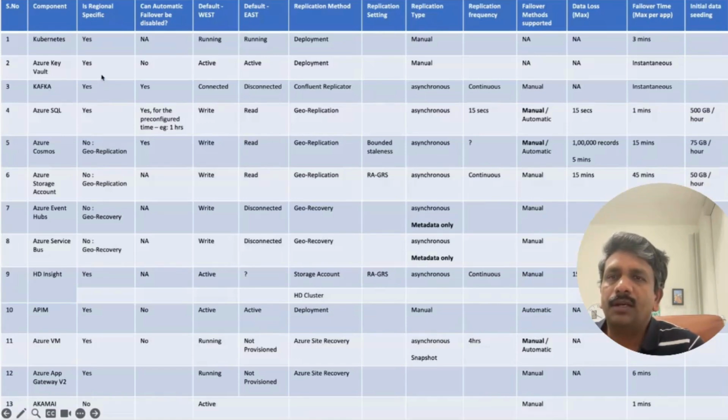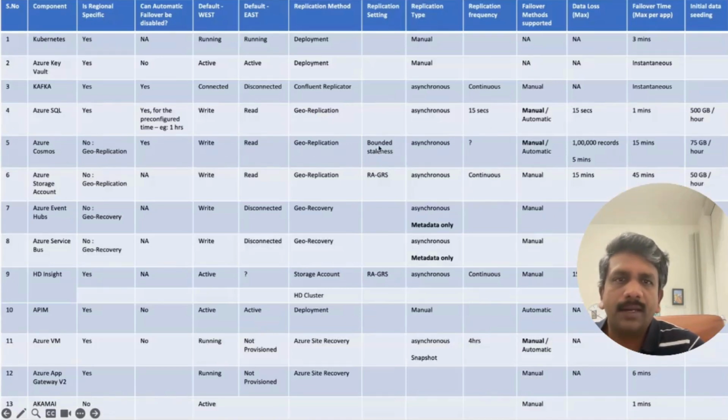Key Vault, again, is regional specific, and you will be keeping your Key Vault in both the locations, and it is a manual sync. Enterprise Kafka does provide the Confluent Replicator. For Service Bus also, you can use the Confluent Replicator, or you can use other methods to do the replication. SQL Server does provide geo replication. Cosmos DB does provide replication.